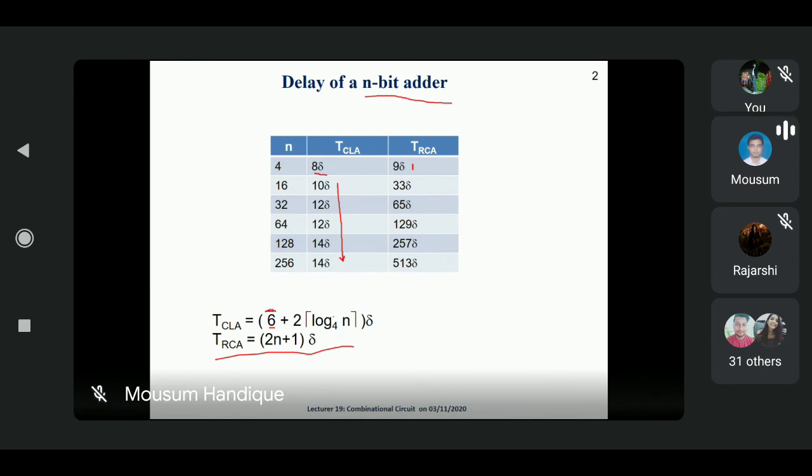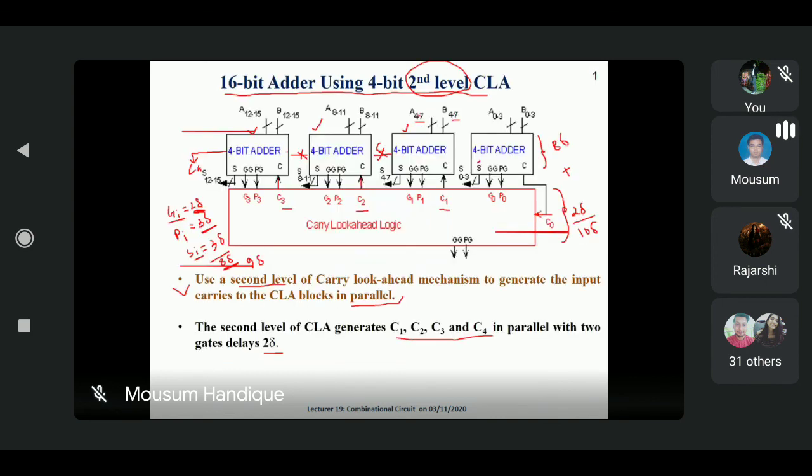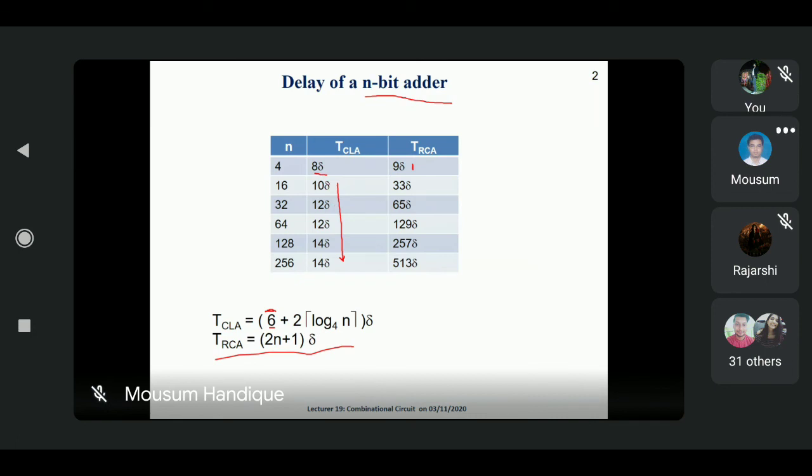And log 4n means it is a power of 2, multiplied with 2. If you carefully check and apply this formula, you get this. Suppose here we are using the 16-bit adder. If we use the 2 levels, the time delay is 10 delta. 2 delta is fixed for the carry generator, and earlier it was 8 delta because we were using the 4-bit. 8 plus 2 is 10 delta. Again we add 2, then this is 12.